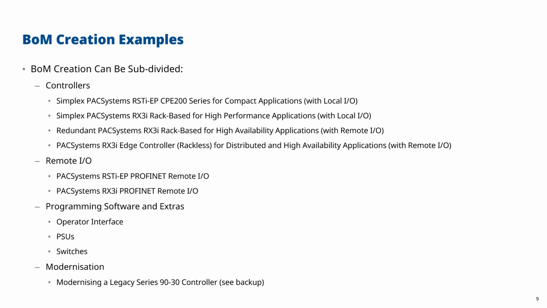So extras could include an operator interface such as our Quick Panel Plus or upcoming PACSystems operator interface. It might include power supplies to convert from mains down to 24 volt DC. It might include network switches, and of course there would be the software on top of that. And I've got a separate slide deck which covers our Movicon HMI SCADA and how to create a bill of materials for the Movicon software.